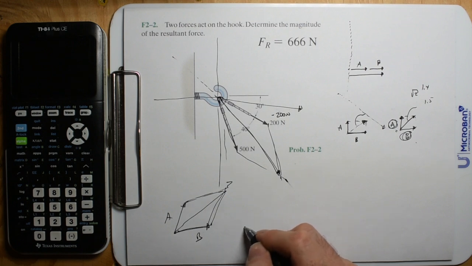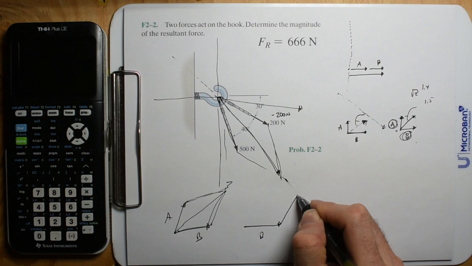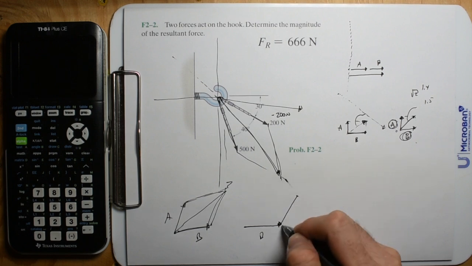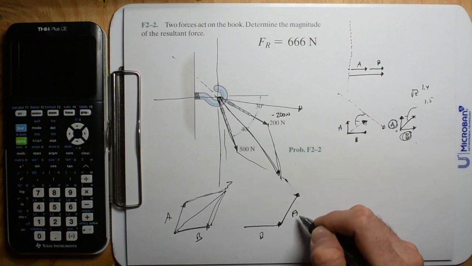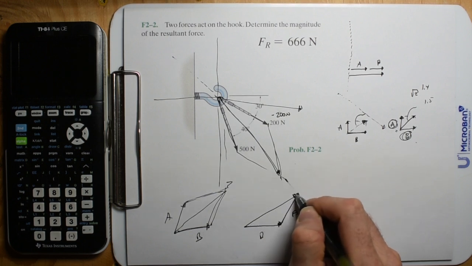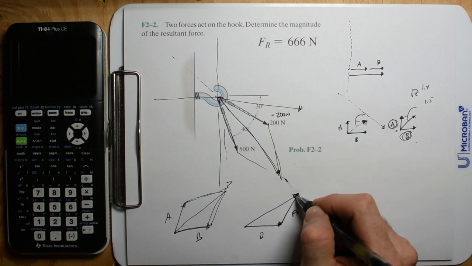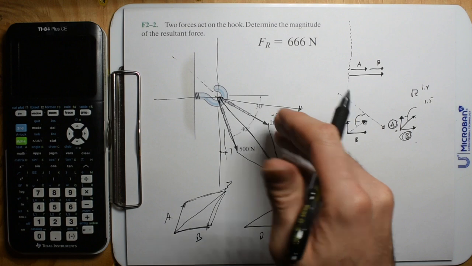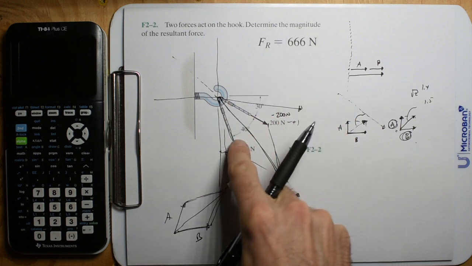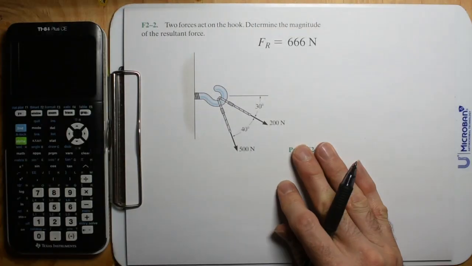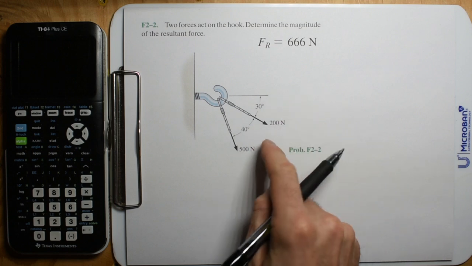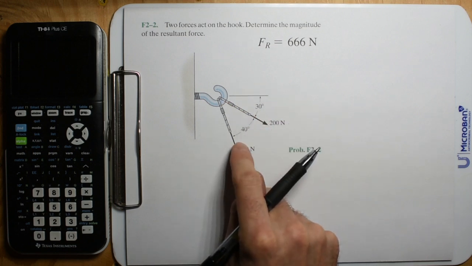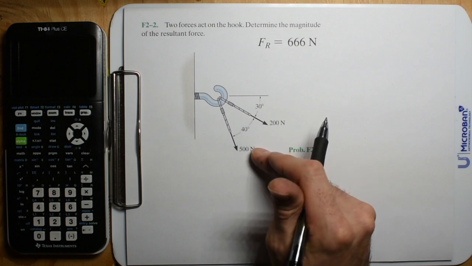Or you could do tip to tail. We could say this is B, and we start the new vector at the tip of A, and A plus B is going to be the resultant. But in those cases, if these have to be positive, the direction of the resultant has to be somewhere in between those two points. Could it be anywhere in between these points? Sure, because we can change the magnitudes of these.